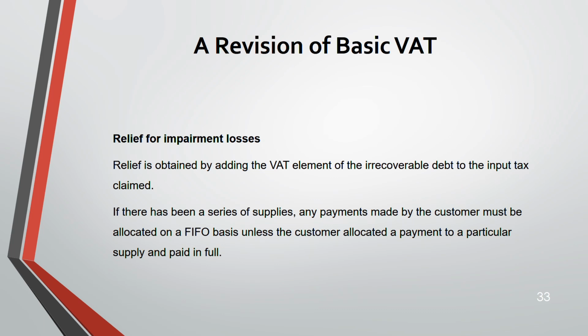So let's say the customer is paying you, the same customer, 3 times in 3 separate transactions: on 1st, on 15th and on 30th of November. So now the customer is paying one by one. When customers are paying, payments are allocated on a FIFO basis, for the first supply first. Unless the customer allocated a payment to a particular supply, unless the customer says that this payment is for this supply and paid in full.